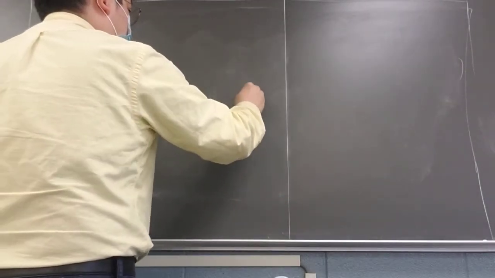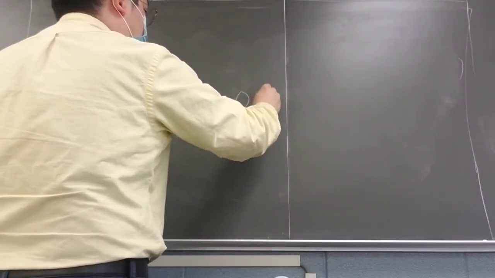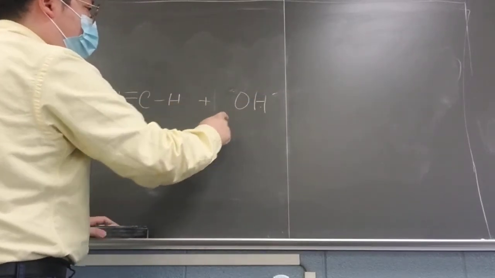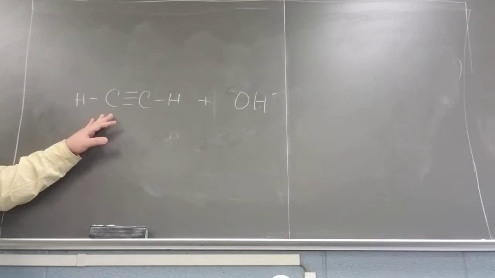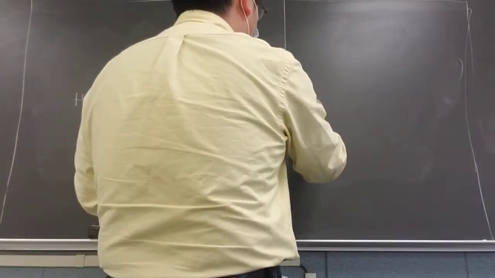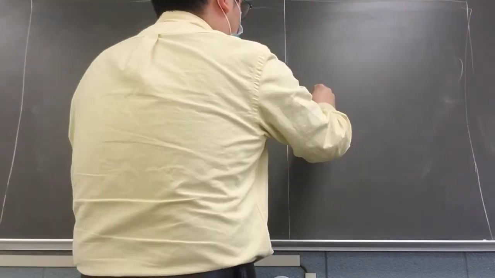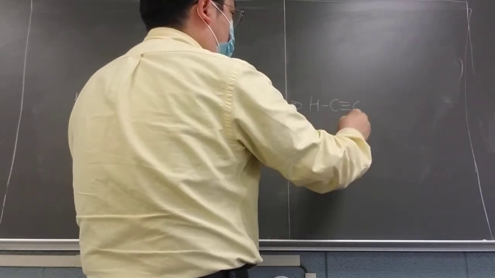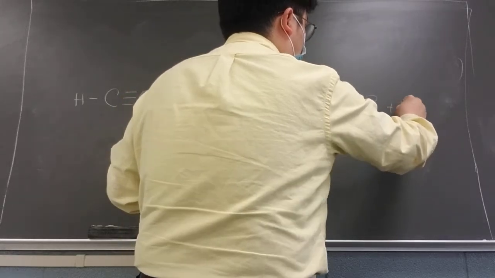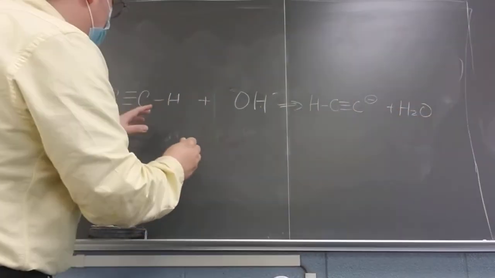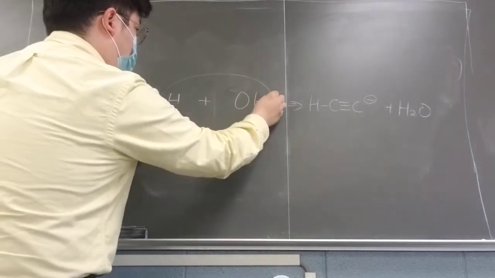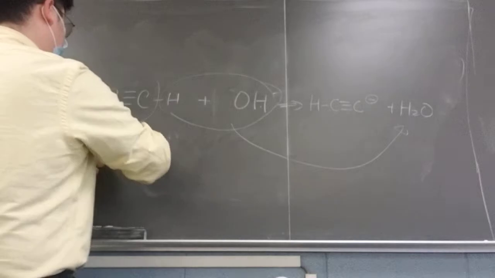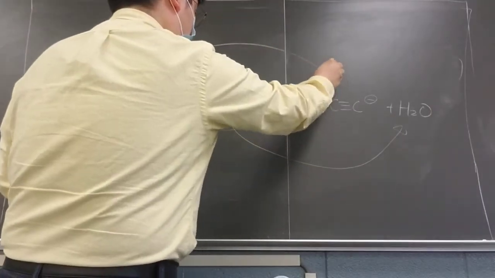Anyway, I'm just going to write this one here. It doesn't matter if I put it here, you still assume it is on here. So they're going to interact with each other, and then they're going to make the acetylene anion and water. Obviously this part made this one. Now it goes over here.